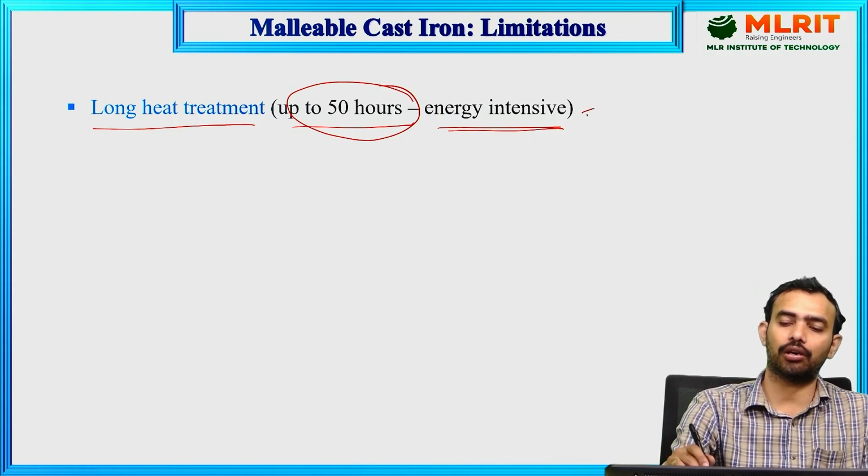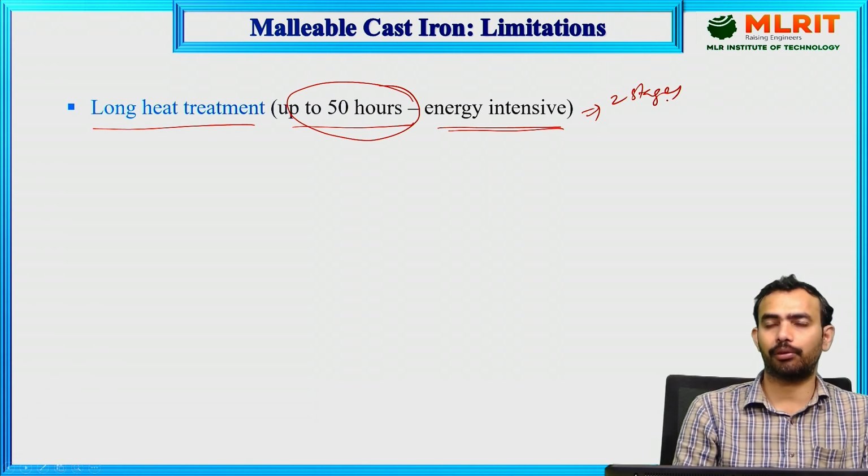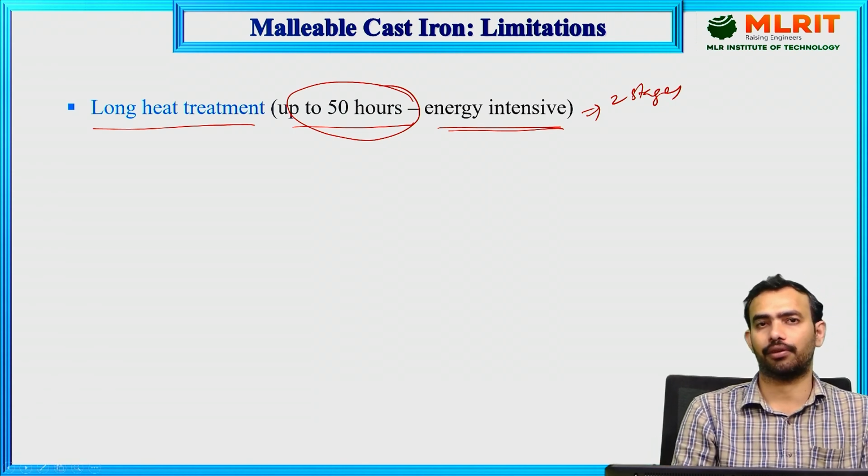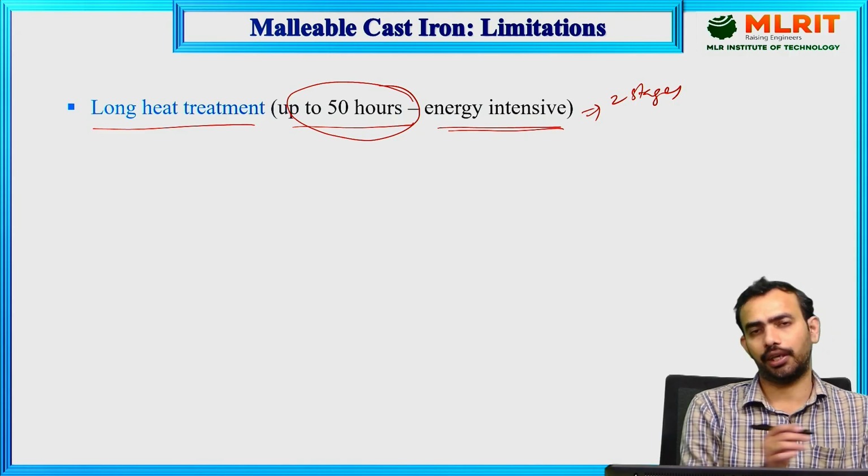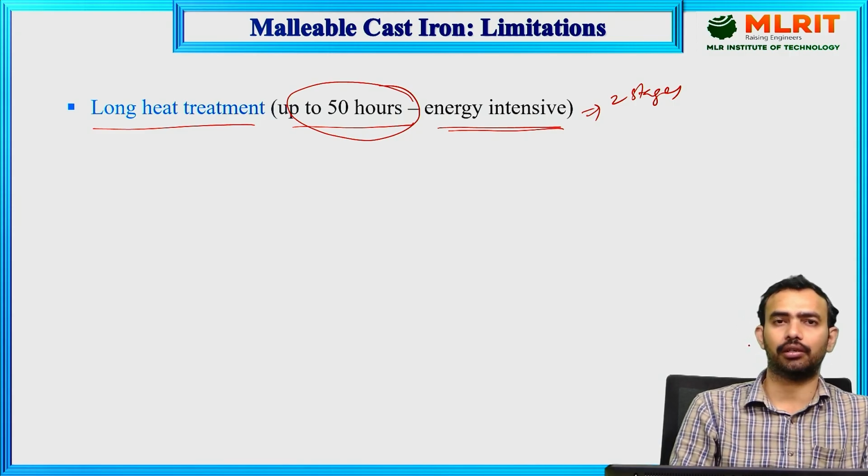Why is it a long heat treatment process? You have two heat cycles, that is, two stages. One is to heat it and hold it at 800 degrees and above, and the other is while cooling, where you have to maintain it at 700 to 740 degrees centigrade. Because of these reasons, it has longer heat treatment cycles, which is very energy intensive.